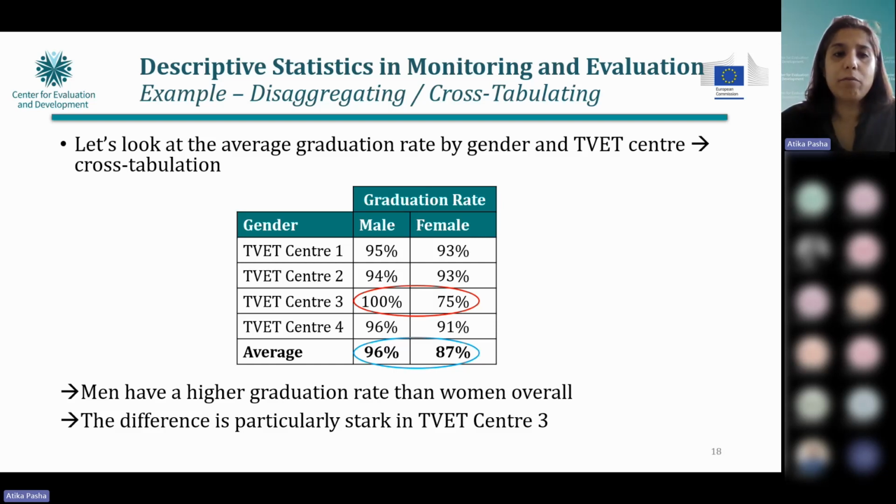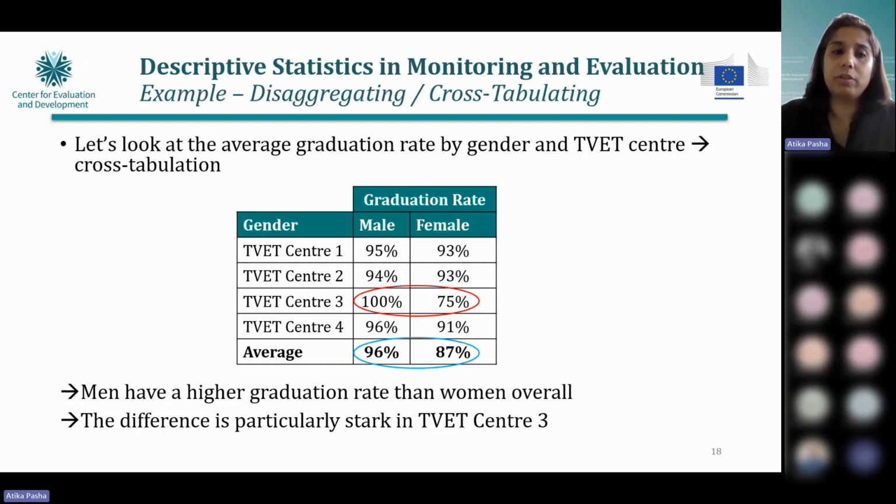And what you would see is that if one was to look at TVET Center 1, it's a pretty even graduation rate between males and females. This continues also for TVET Center 2 and TVET Center 4, which is slightly differentiated, but still similar. However, for TVET Center 3, we see that the graduation rate for males is 100%, but only 75% for females. So while the overall graduation rate was 91%, if you disaggregate it by males and females, you would see that 96% of males, but only 87% of females are graduating.